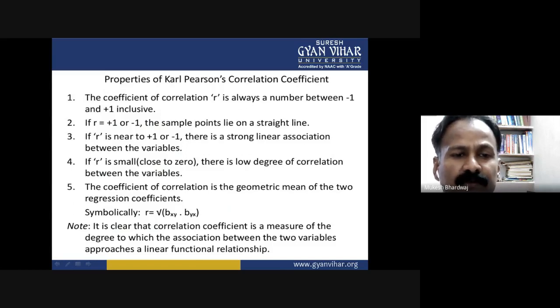The coefficient of correlation is the geometric mean of the two regression coefficients. Symbolically, r equals root of bxy multiplied by byx. Note, it is clear the correlation coefficient is a measure of the degree to which the association between the two variables approaches a linear functional relationship.